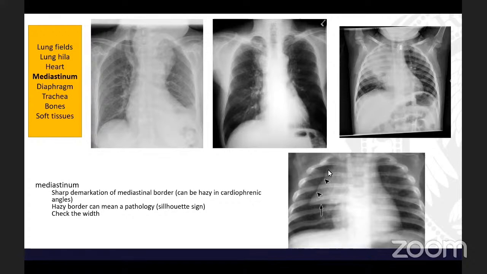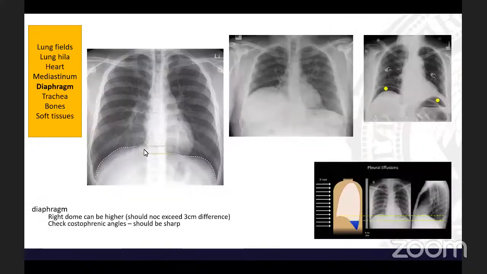Be careful in children. This is a small child, and you can have a thymus like this. This is called the sail sign. You can have it in small children because they have a really big thymus. So that's the mediastinum. Then the diaphragm.